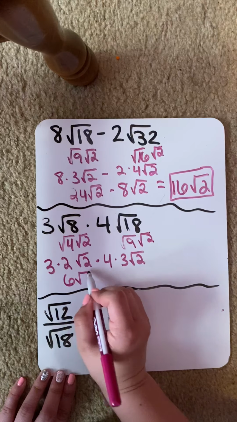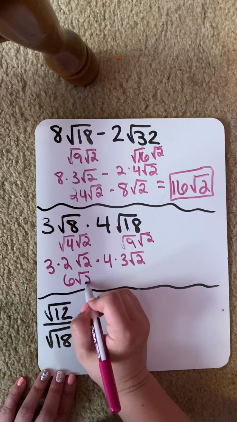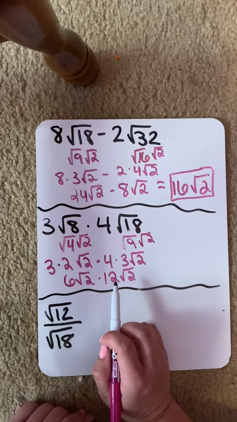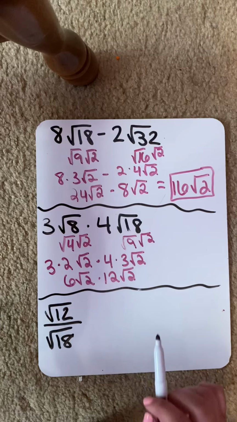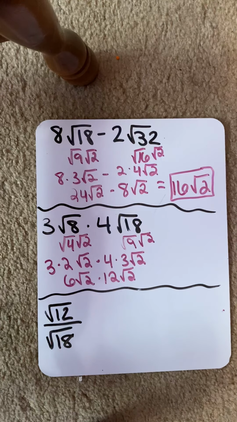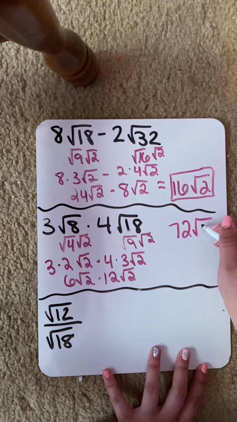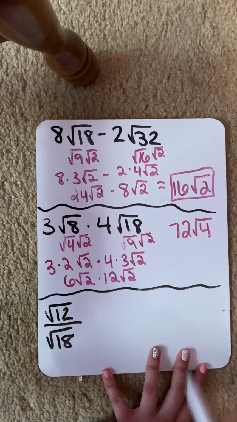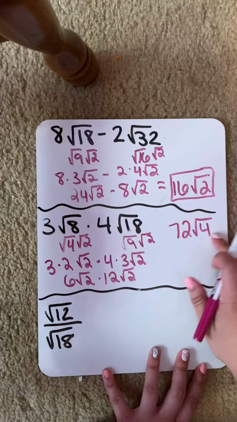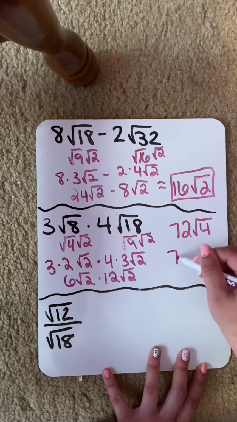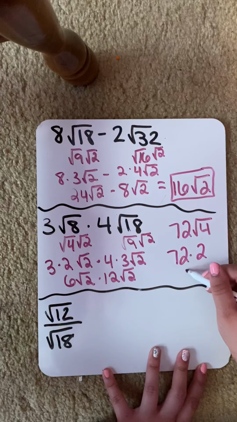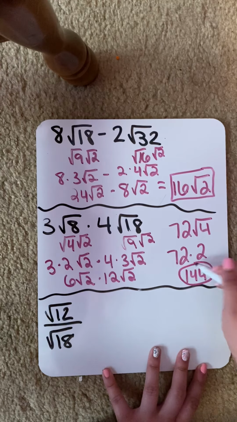So we get 6 root 2 times 12 root 2. So now you multiply the numbers outside together and the numbers inside together. So 12 times 6 is 72, times the square root of 4, because 2 times 2 is 4. And now the square root of 4 is 2, so we get 72 times 2, 144.